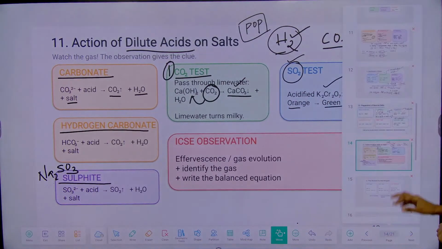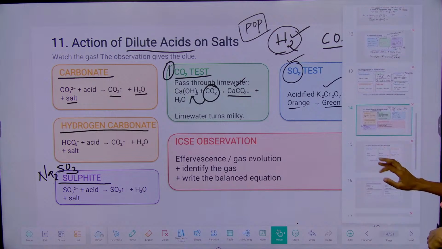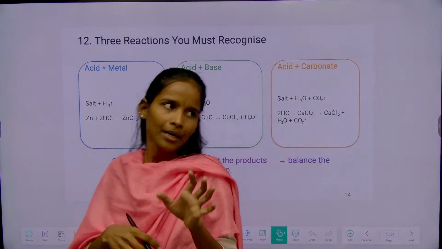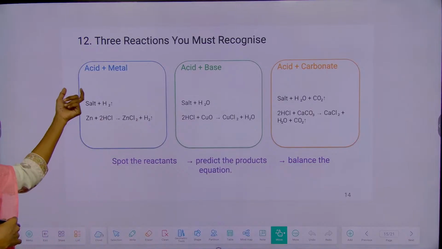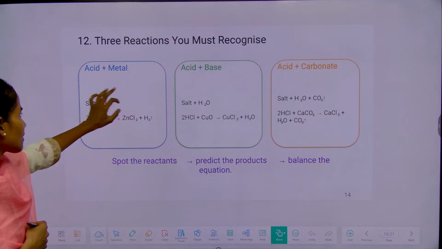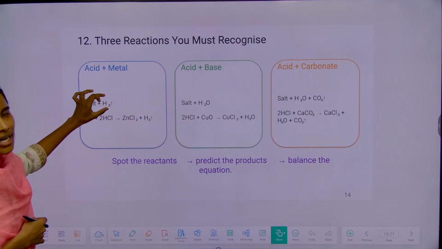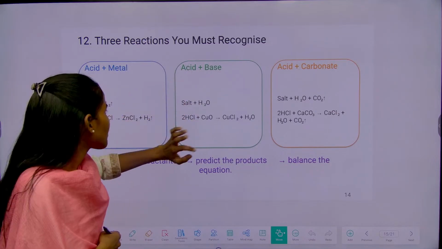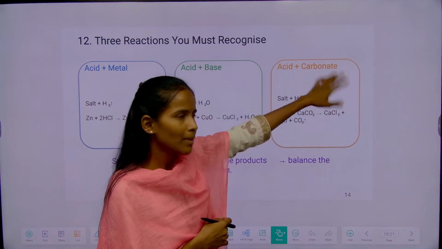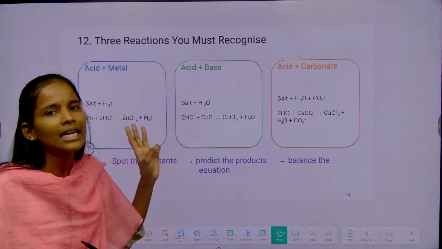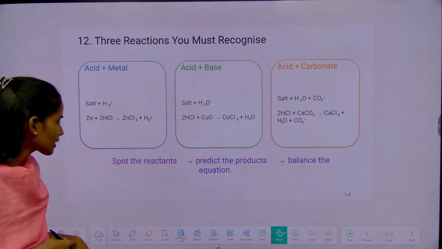Then moving to the next one. Here are three important reactions which we have to remember, which are very important for exam purposes. Definitely we can expect questions on these three. First one, when acid reacts with metal, we get salt and hydrogen gas. When acid reacts with a base, we get salt and water. And when acid reacts with a carbonate or bicarbonate, along with salt and water, we get carbon dioxide. These three are very important reactions.